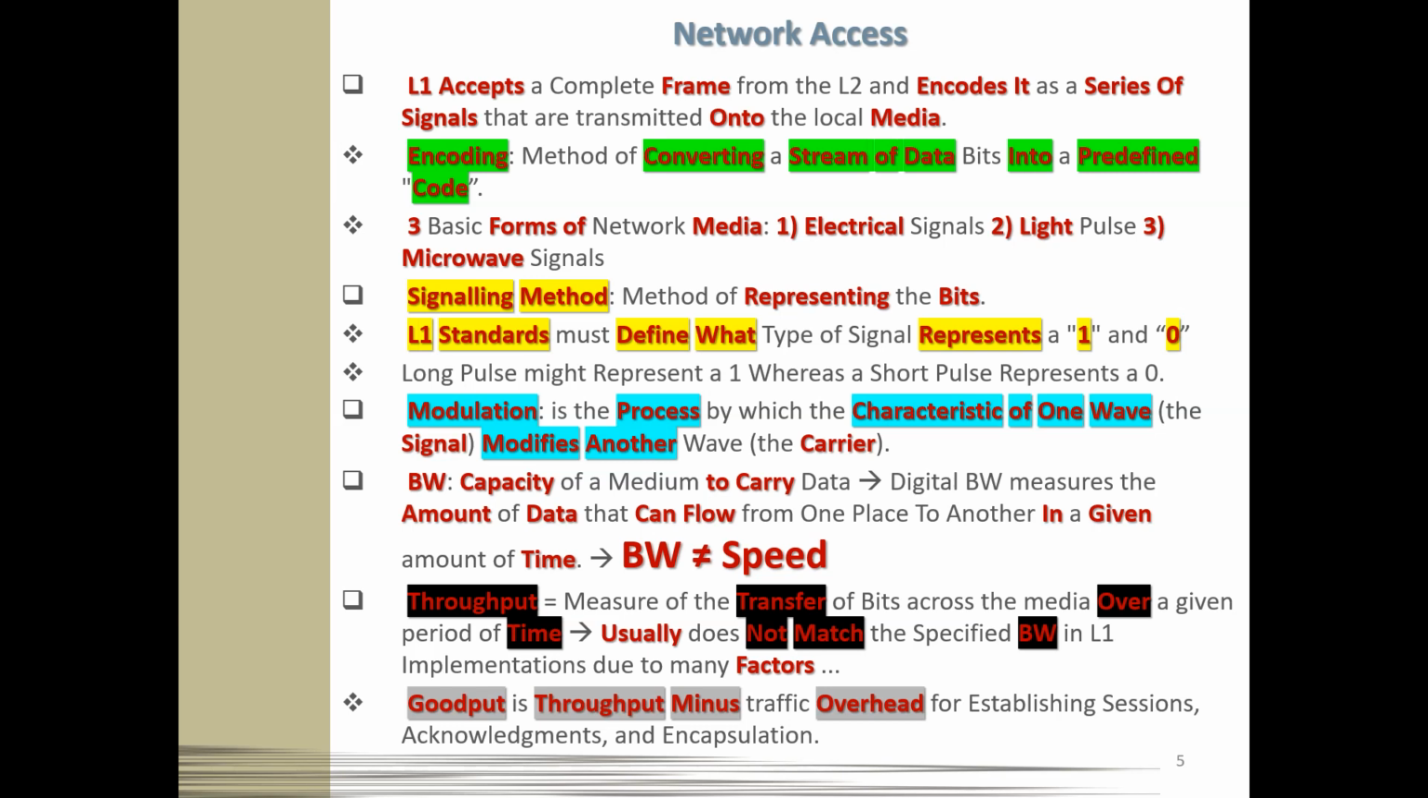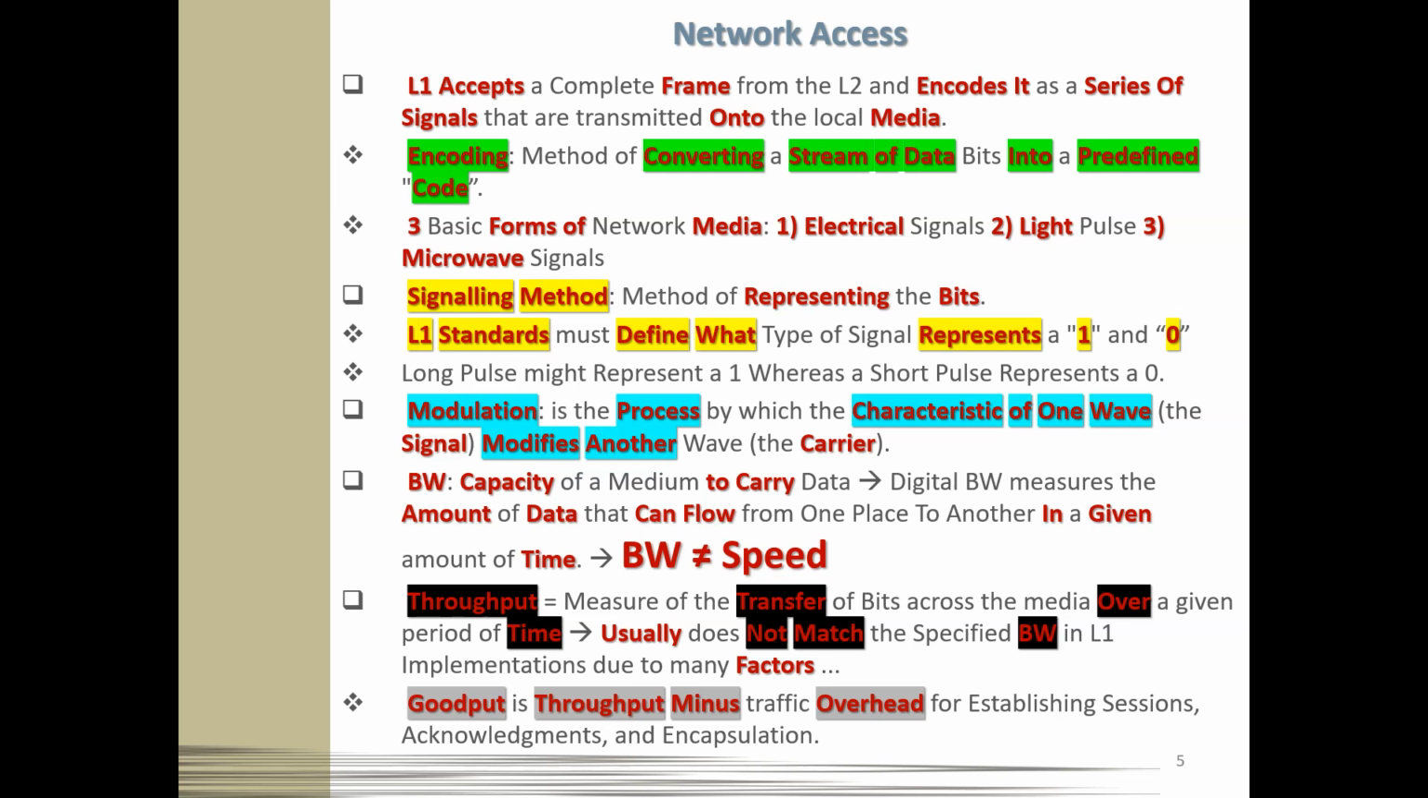And this is due to different factors, including the amount of traffic, the type of traffic, the latency created by network devices encountered between the source and the destination. All these factors and elements contribute to the fact that the throughput usually does not match the specified bandwidth in our layer 1 implementations.